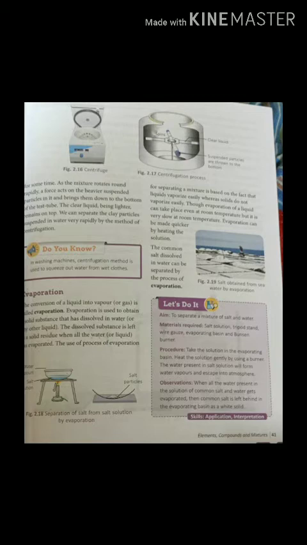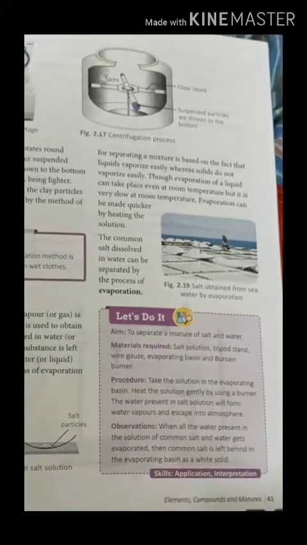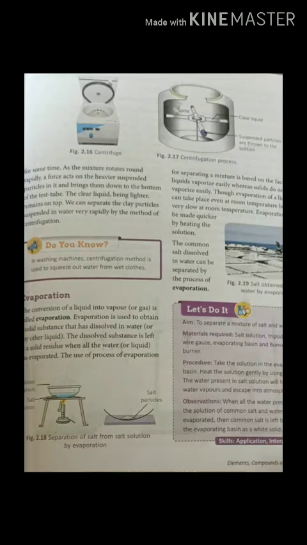Obviously, salt will not come from the sea directly. So what they do is keep the water in a lot of dug pits, which you can see in the diagram. What happens then? That water evaporates and the salt remains down. Right? So that is the method of evaporation. If I say in simple words, what is evaporation? It is the conversion of liquid into vapor or gas, and solid particles remain. For example, if you take common salt and dissolve it in water, common salt dissolved in water can be separated by the process of evaporation.